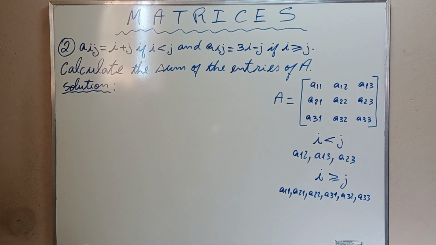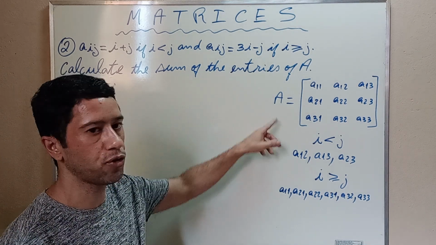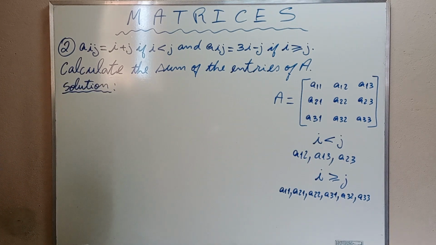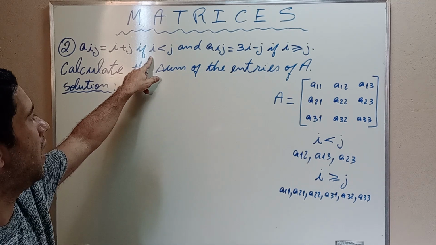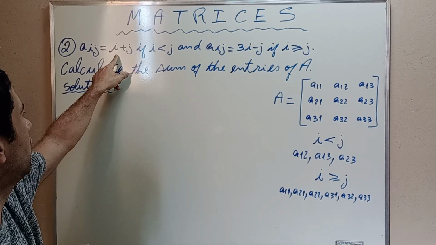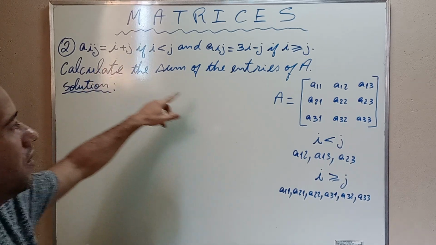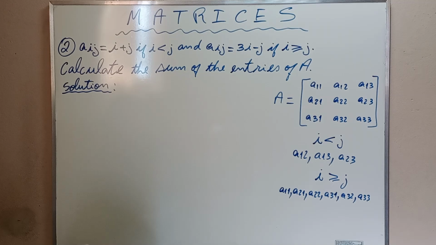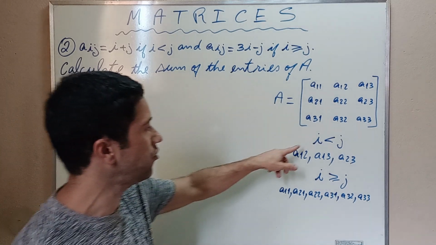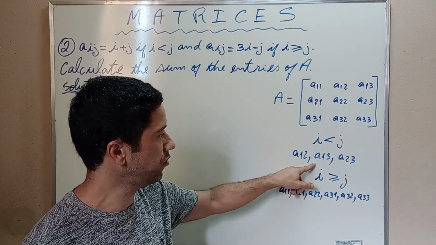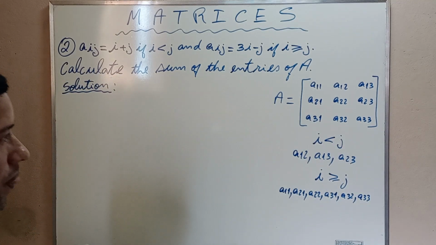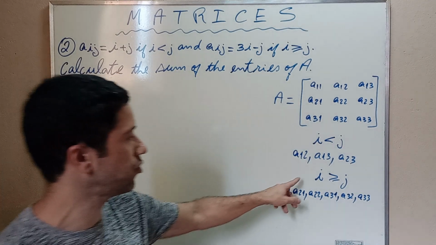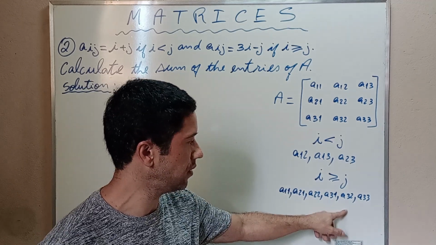As matrix A is a 3 by 3 matrix, it can be written as, this is the standard form of a 3 by 3 matrix, alright? And the entries will be, if i is less than j, Aij is equal to i plus j, and if i is greater than or equal to j, Aij is equal to 3i minus j, alright? Firstly, we need to identify the entries of A for which i is less than j. They are these. And secondly, the entries of A for which i is greater than or equal to j, and they are these, okay?